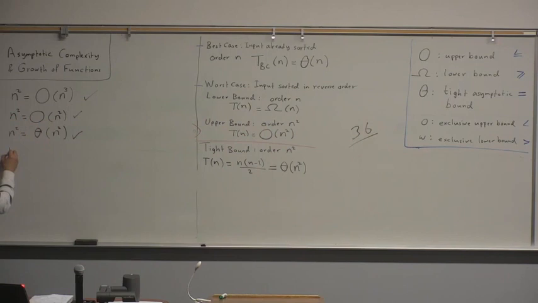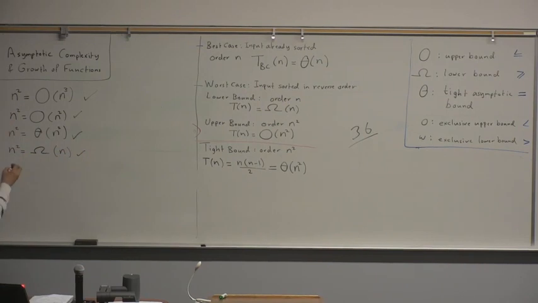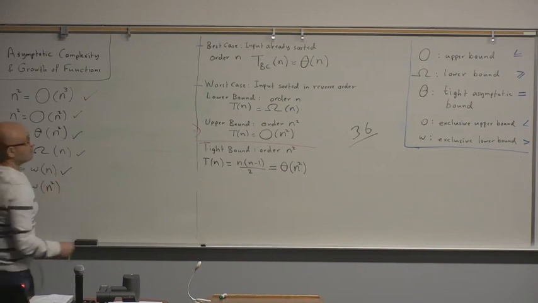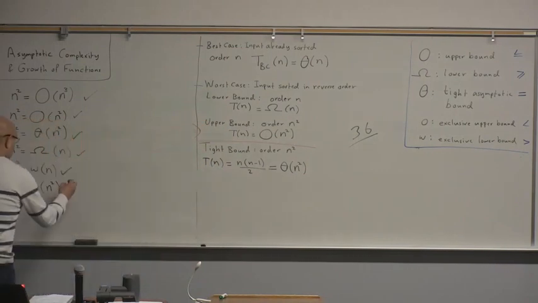Now when you say n squared equals big omega of n, this is true. You can say n squared equals small omega of n. This is true. But can you say n squared equals small omega of n squared? No, because small omega means greater than. Okay, so this is wrong.